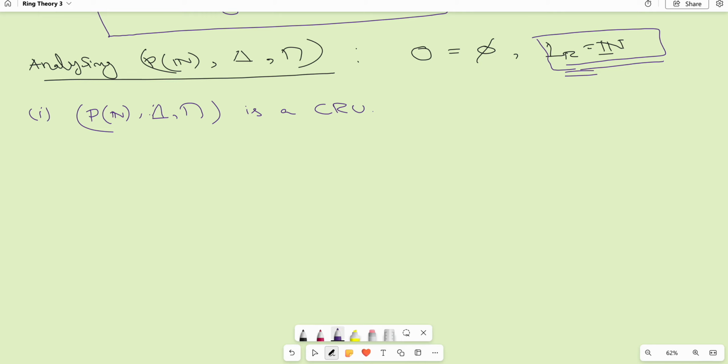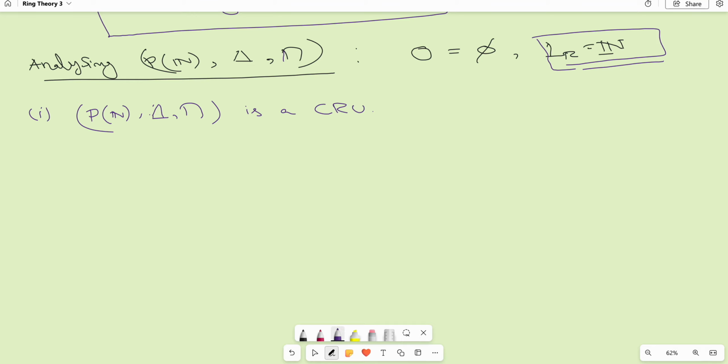So it is a CRU. And why is this commutative? Because A intersection B is equal to B intersection A. Obvious, this is commutative. I am again saying commutative with respect to the second binary operation, which is intersection. So A intersection B and B intersection A are precisely the same. So this is a commutative ring with unity, called a CRU.